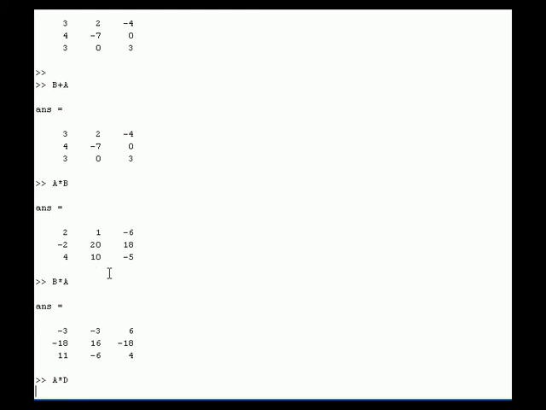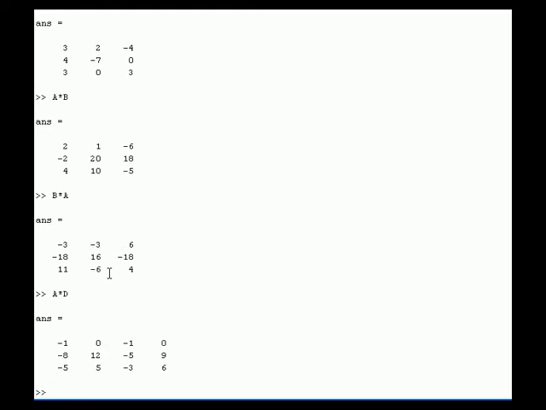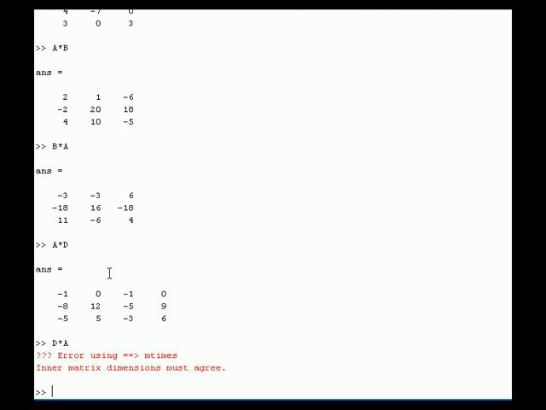But A times D, say A is 3 by 3, D is 3 by 4, so you can multiply it and you get a 3 by 4. But D times A is not even defined. So in general, matrix multiplication is not commutative.